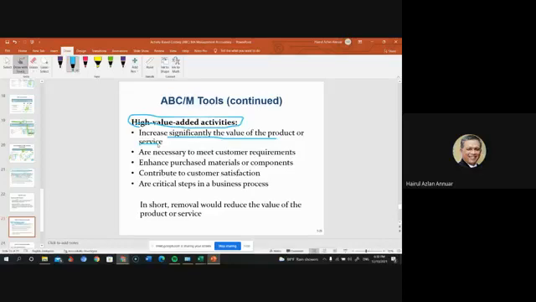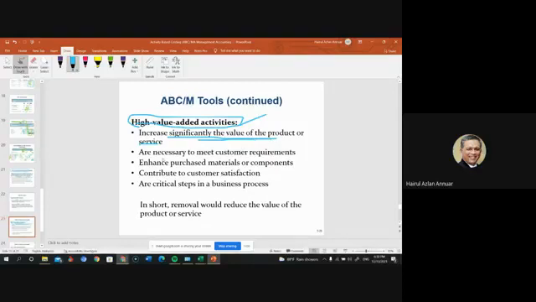Without the engineers, our product will not improve. Right? It will not be customer friendly, for example. So engineering is an example of value-added activities. If we support these activities more, we send engineers for training and so on, they will further increase their knowledge and they will improve the product further. That's why high value-added activities significantly increase the value of the product.